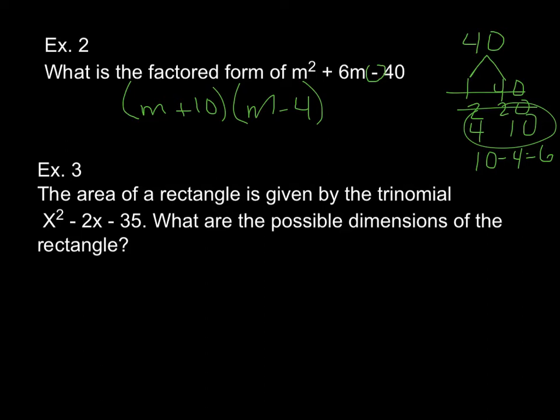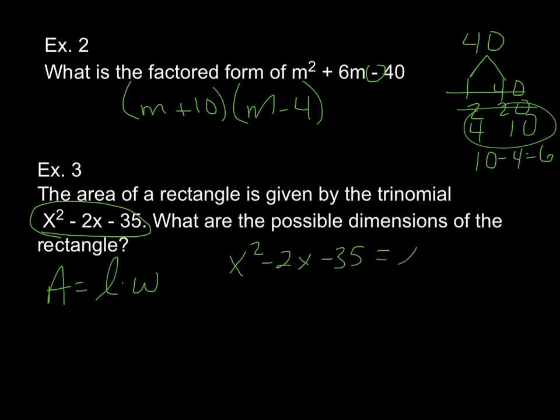Example 3, this is another one of those rectangle questions. The area of a rectangle is given by this trinomial. What we have to remember is that the area of a rectangle is the length times the width. So x squared minus 2x minus 35 is equal to the length times the width. We're trying to figure out the expressions for the length and the width, so basically we're just factoring.